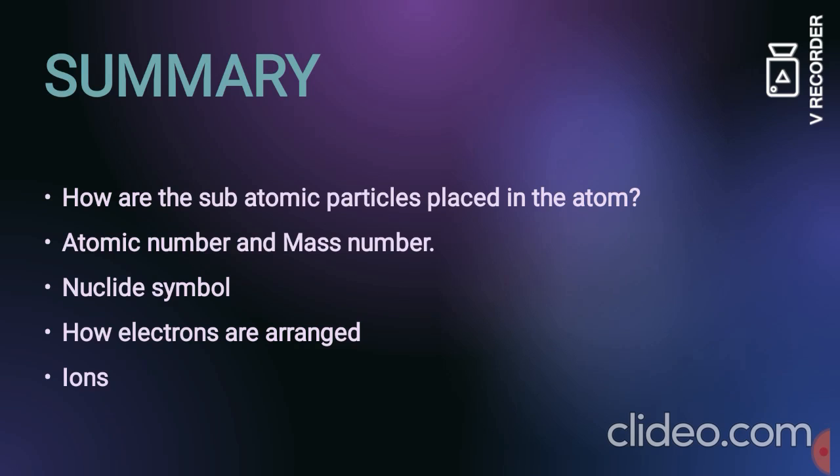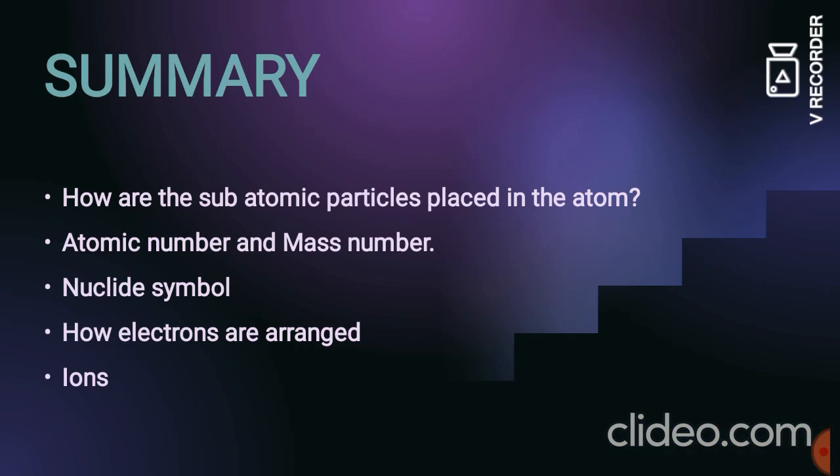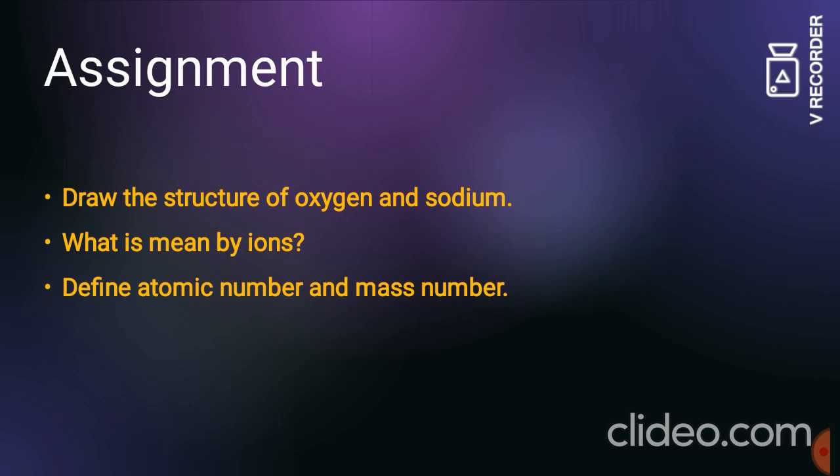The loss or gain of electrons will carry charge to the atom, and thus a charged atom is said to be an ion. The assignment for this video is: draw the structure of the oxygen and sodium atoms. What is meant by ions? Define atomic number and mass number.